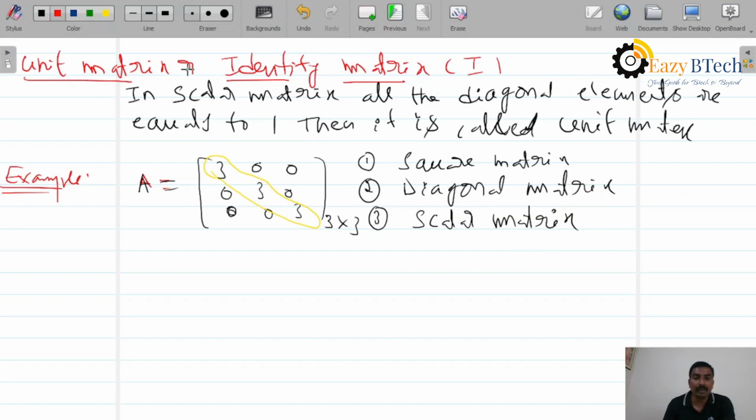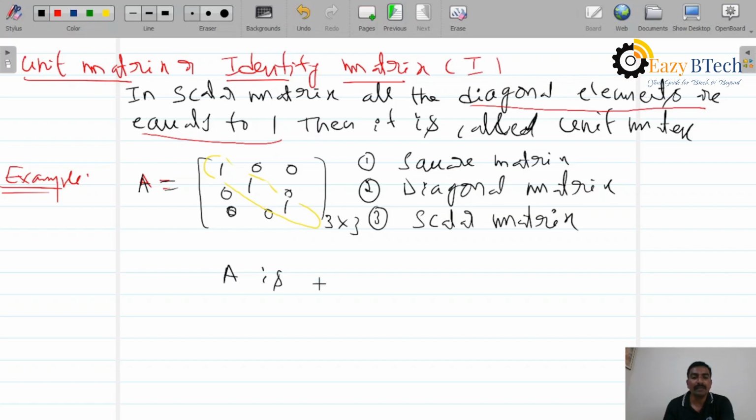When do we say it is a unit matrix? In a scalar matrix, all the diagonal elements are equal to 1. It is very, very important. But here all the diagonal elements are equal to 3. Therefore, it is not a unit matrix. It is only a scalar matrix. Suppose, for example, in this scalar matrix, instead of 3, 3, 3, all these elements are equal to 1, 1, 1, then it is called a unit matrix.